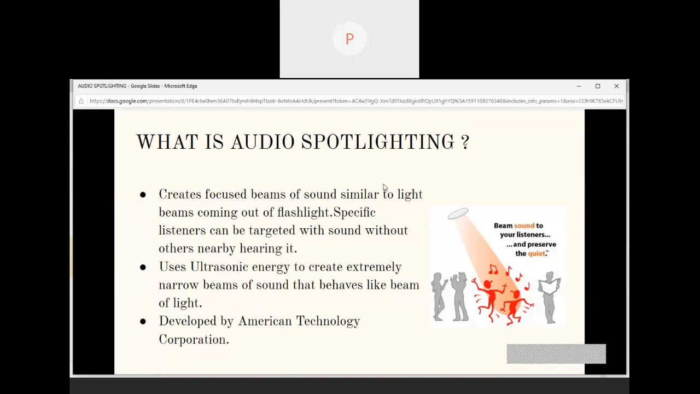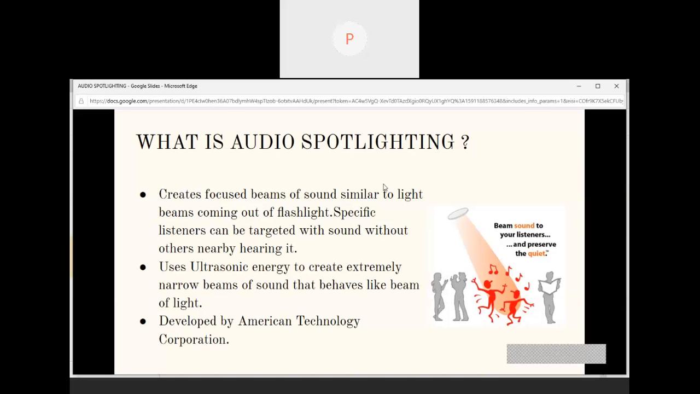So, what is an audio spotlight? It is a directional source of audio sound created using a parametric array. That is, it generates a sound beam that is much narrower than the sound beam generated by a conventional source. It uses a combination of some nonlinear acoustics and some fancy mathematics. In simple terms, by shining sound to a particular location, specific listeners can be targeted with sound without others nearby hearing it. That is, to focus sound into a highly directional beam.